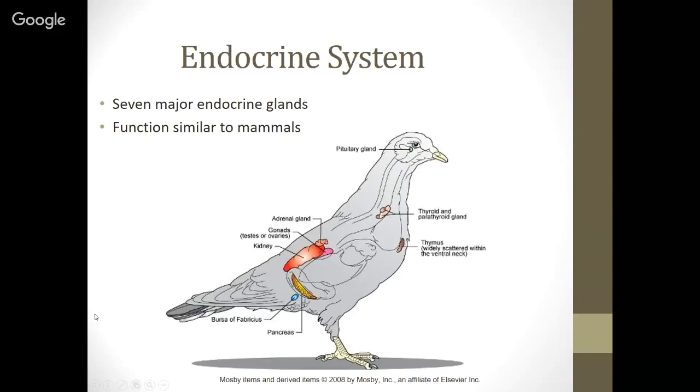The endocrine system: they have 7 major endocrine glands and it functions similar to mammals. So here's our pituitary gland, here's our thyroid and parathyroid gland, and the thymus, usually widely scattered within the ventral neck, and the adrenal gland. We have gonads, either testes or ovaries. Those are all located inside the bird, along with the kidney, the pancreas, and then they also have a bursa of Fabricius. Now, if you remember back to one of our first lectures, the bursa of Fabricius is where B cells are formed.